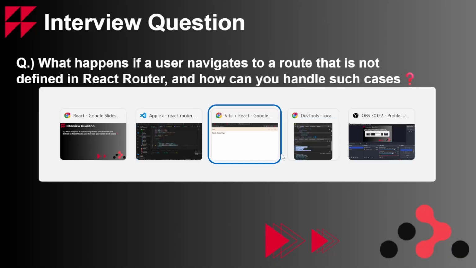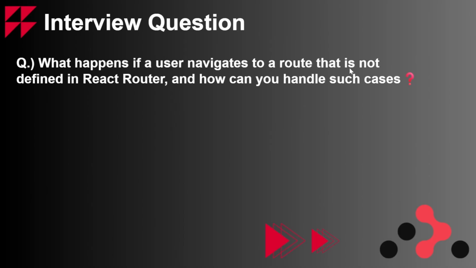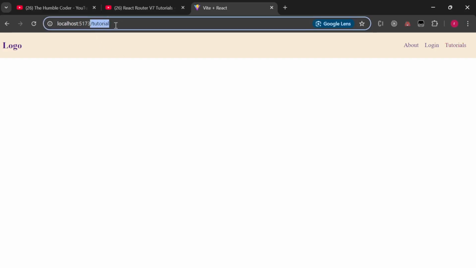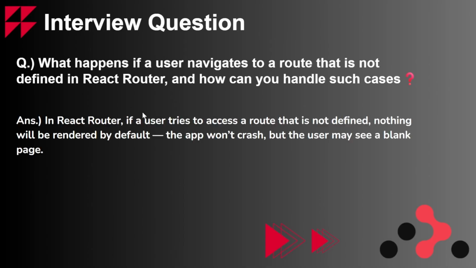That is what the question is asking: what happens if a user navigates to a route that is not defined in React Router, and how can you handle such cases? So we have created the route /tutorial, and this is not defined, right? See what is happening, nothing is displaying, it is showing us a blank screen. So how can we handle this case? Let's see the answer for this question.